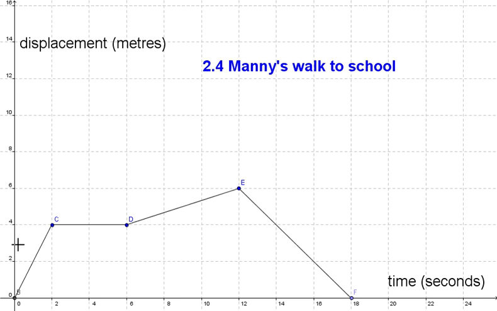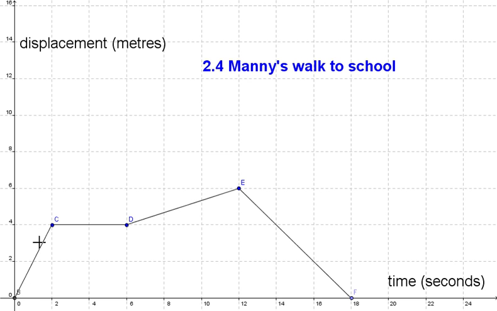Since Manny's walking to school, the starting point will probably be Manny's home, and the end point would then be school. So this is the distance that Manny has walked from home. And over here we have the time, so how long it's been. So Manny's walked to school. So we can see that Manny starts walking to school. Something happens here, so we can sort of tell a story of what's going on from the graph.